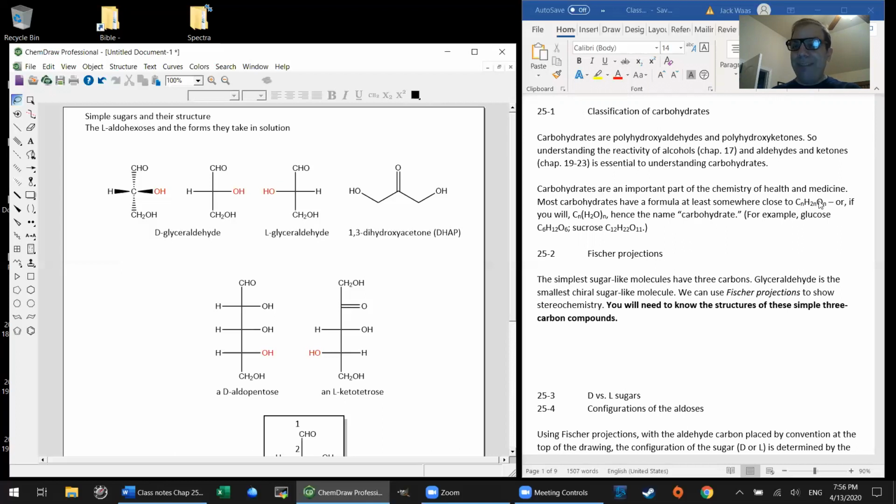CnH2nOn. Maybe not exactly that, but something close to that. And it's almost as if it were Cn(H2O)n. Of course, we understand structure well enough by now. We know that you don't make carbohydrates by taking carbons and literally sticking waters on them. That's not how this works. But they will have a formula equal to or near that one.